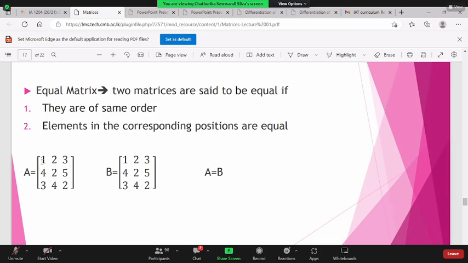For example here, row 1 column 1 has 1. So here row 1 column 1 is 1.